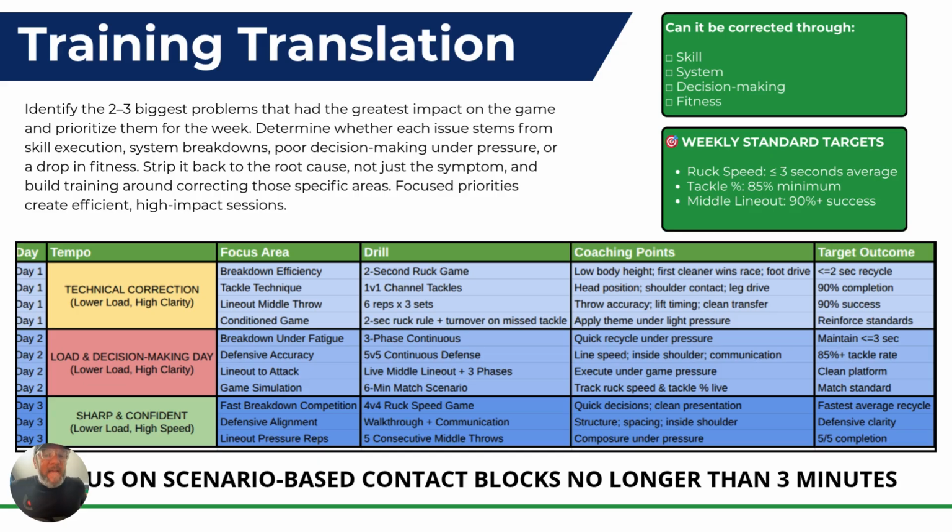So once you've established your 3 biggest problems, the ones that had the greatest impact on the game, you want to prioritize them for the week, right? Like I said, you want to figure out if the issue stems from skill. Was it system-based? Was it decision-making? Or was it just performance under fatigue? And then from there, you can build your week and determine what works for you, right? You want to strip back to the root cause. It's not just a symptom, and you want to build training around correcting those specific areas.